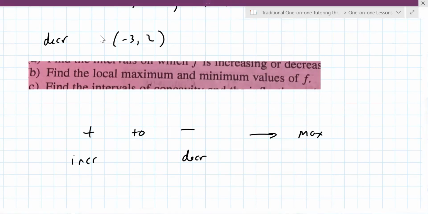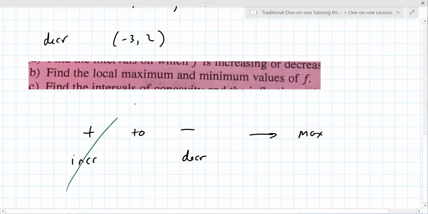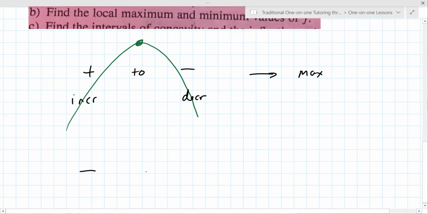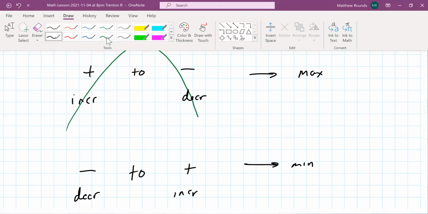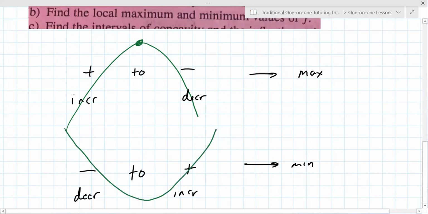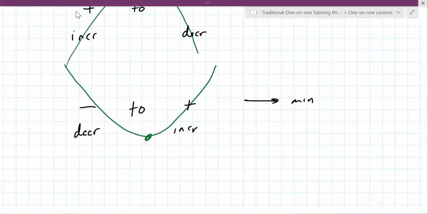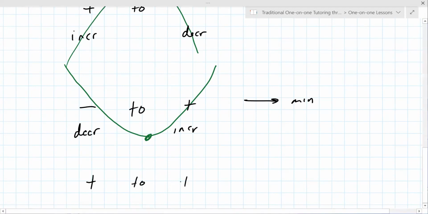So graphically, and I'm going to use a color here, increasing means it's going up. Decreasing means it's going down. That sure looks like a max to me. And a min is the other way around. A min is when you go from negative to positive, decreasing to increasing. Graphically, if it's going down and then it's going up, well, that sure looks like a min there. The other two possibilities are plus to plus or minus to minus, and these give you nothing.